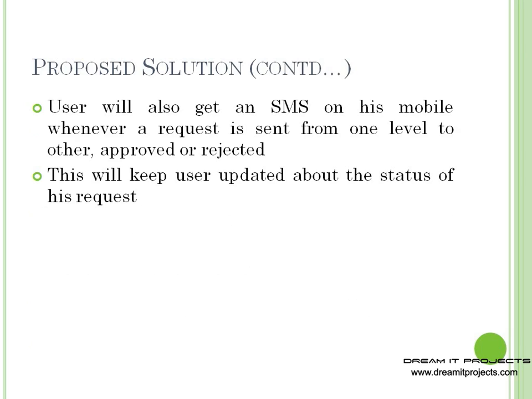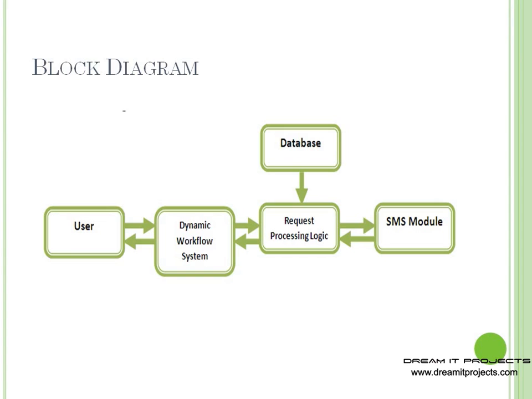The user will also get an SMS on his mobile whenever a request is sent from one level to another, approved or rejected. Okay, so he will get an SMS notification. This will keep the user updated about the status of his request. Now let's see the block diagram. So basically this is a very high level block diagram.